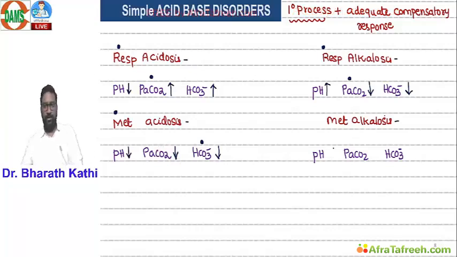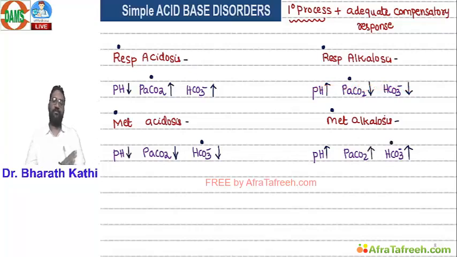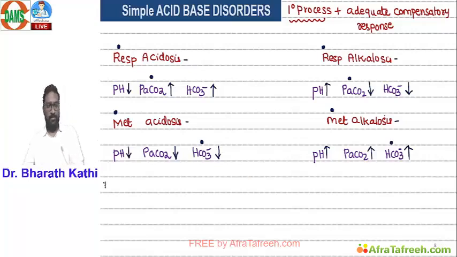To call it alkalosis, pH will increase. To call it a primary metabolic phenomenon, where should the change happen? Bicarbonate. So what should happen to bicarbonate? It should increase. For metabolic alkalosis, what is the compensation? Respiratory acidosis. This is how simple acid-base disorders behave.